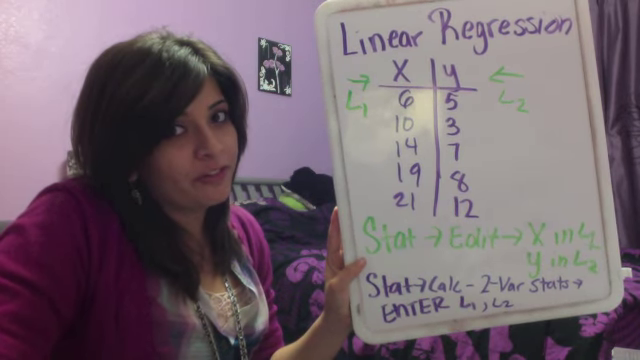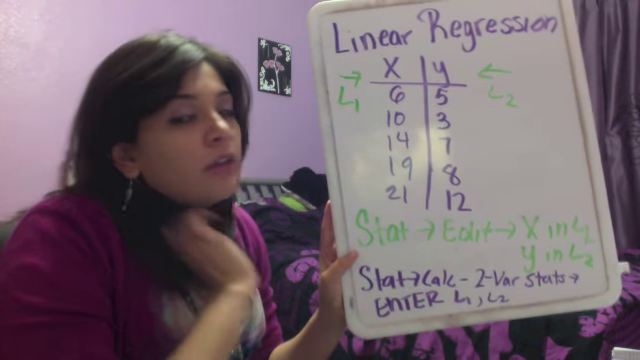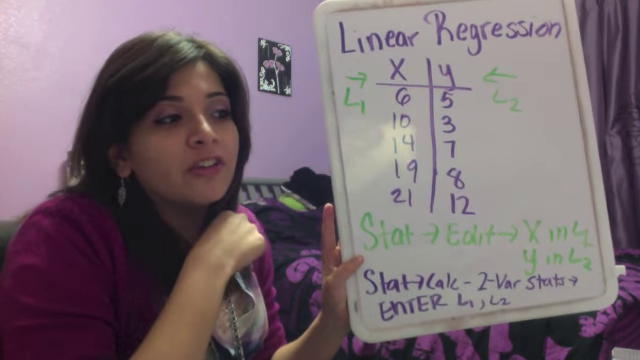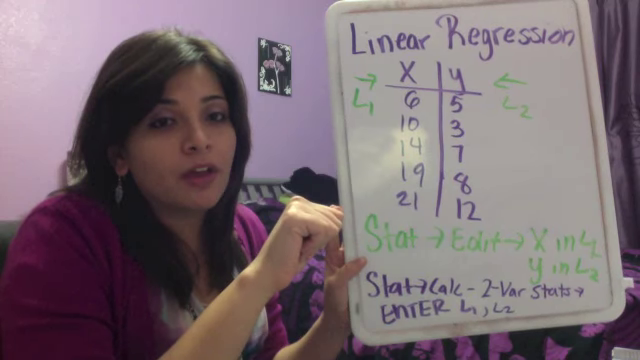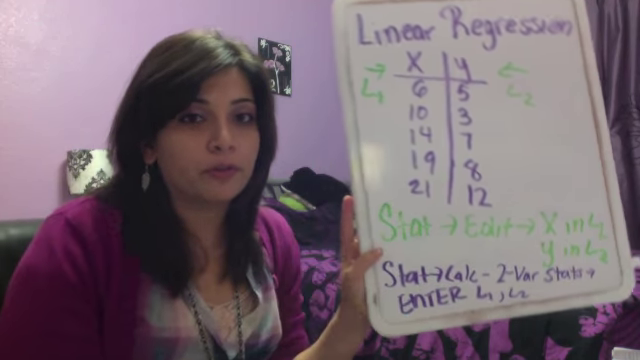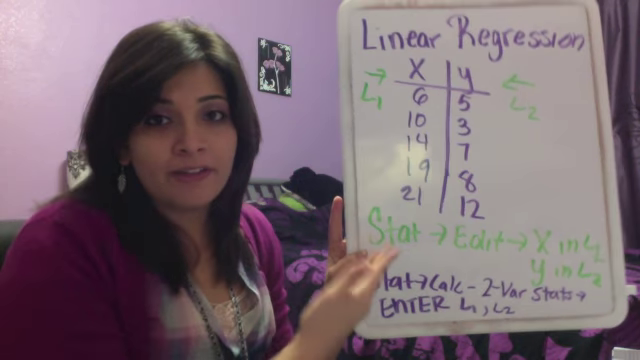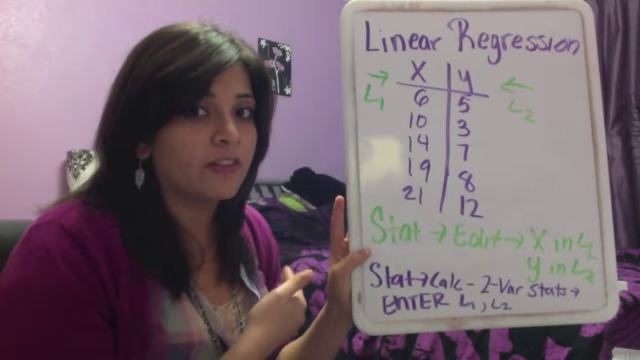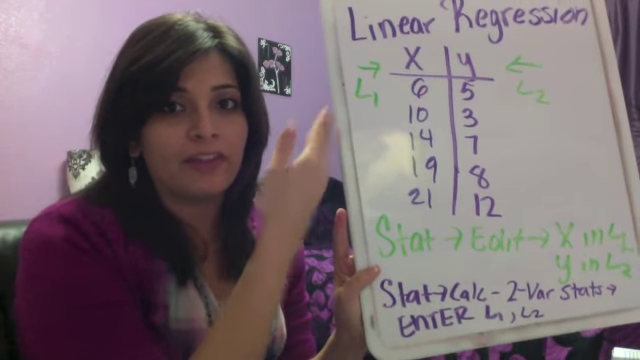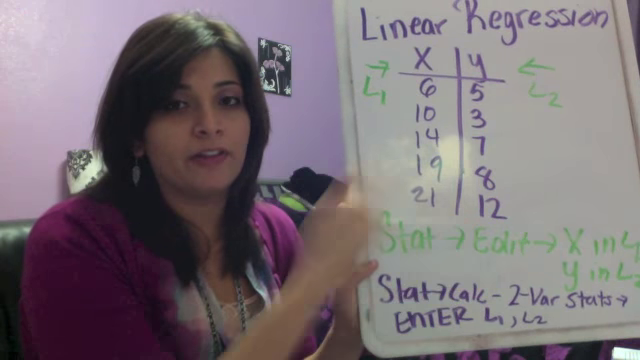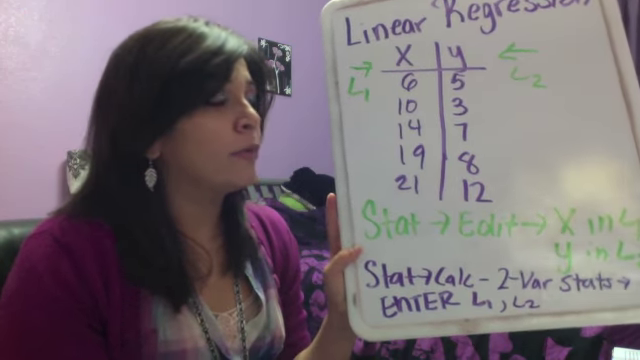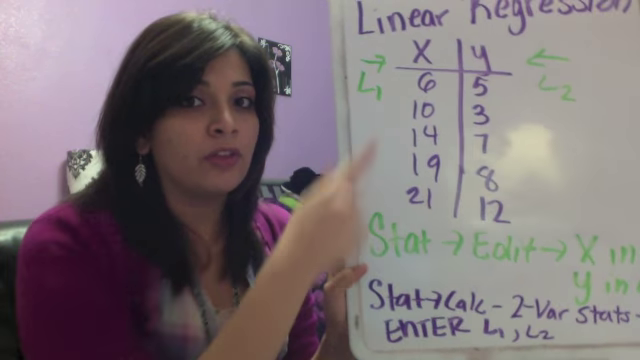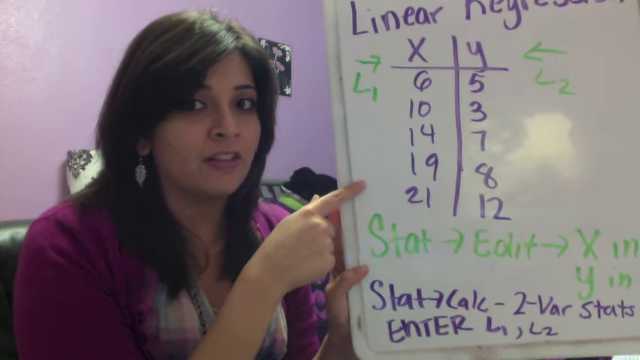Alright, let's move on to linear regression. In linear regression, technically you have two values to work with. You have your independent variable and then your dependent or response variable, which can be like x and y. Y depends on x. So what we want to do first is to insert these numbers in the list.